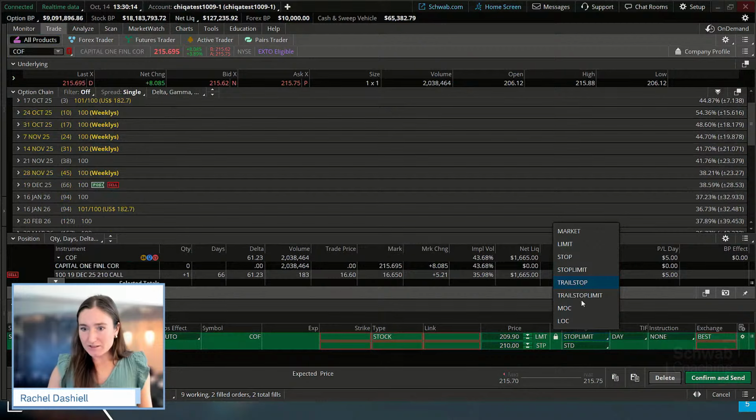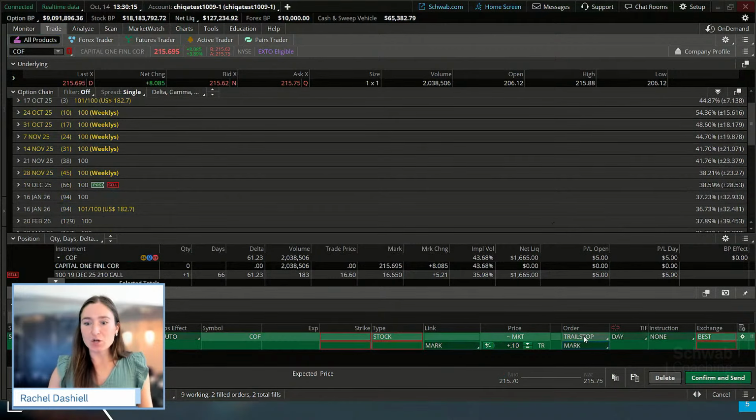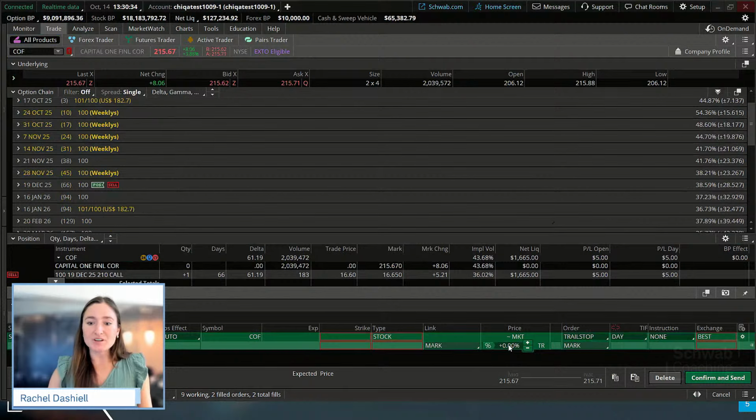Now, lastly, let's go through the trail stops. It's going to work the same way, but it is almost like a dynamic stop. So the other two, we're placing a price. These ones we're doing a little bit more of an offset in this case. So we're either offsetting it in dollar value or we're offsetting it in percentage value.